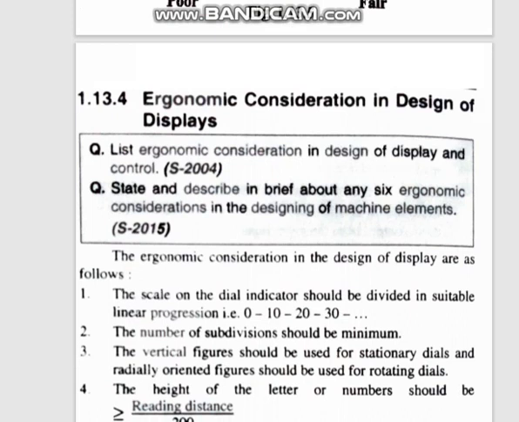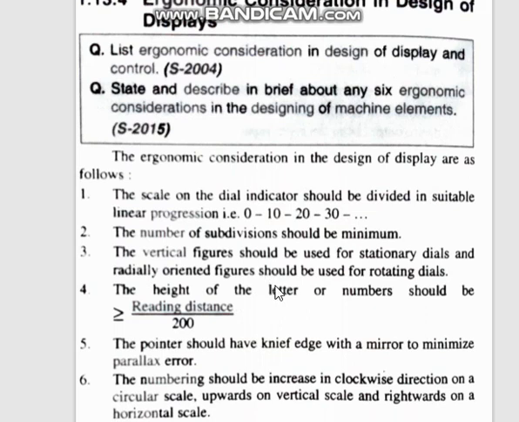Okay, then ergonomic considerations in design of displays. These are the considerations for how a display should be. The scale on the dial indicator should be divided into a suitable linear scale: 0, 10, 20, 30, like that. The number of subdivisions should be minimum. You should not write 0, 1, 2, 3, 4, 5, 6, up to 20. All these numbers, if you write them on the scale, cannot be read. So it should be minimum.